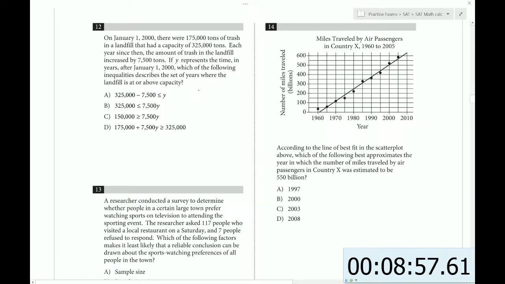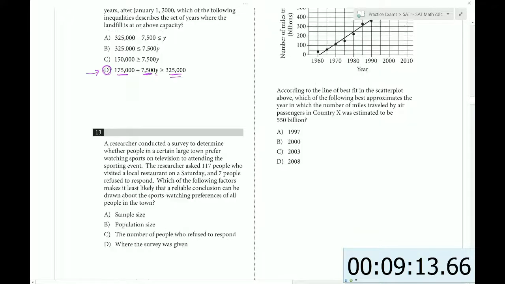Okay, so right away I'm beginning to look at this choice because we have the starting amount plus the number that's added per year times the number of years. And that to be greater than or equal to the total capacity of the landfill would be exactly what we're looking for.